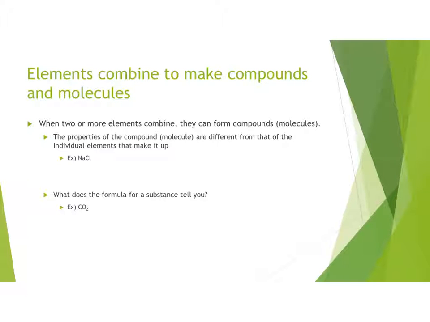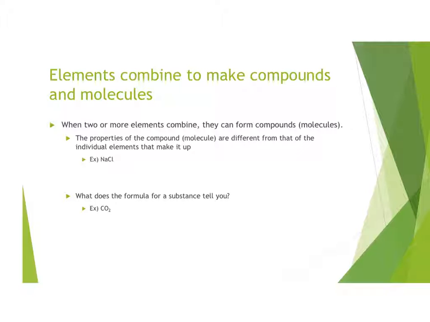So when two or more elements combine, they form compounds, which your book refers to as molecules. It drives me up a wall. Your book differentiates between a molecule and a compound by stating that a molecule is the smallest unit of a compound that still retains the properties of that compound. So they call a molecule the smallest unit of a compound that still retains those properties.